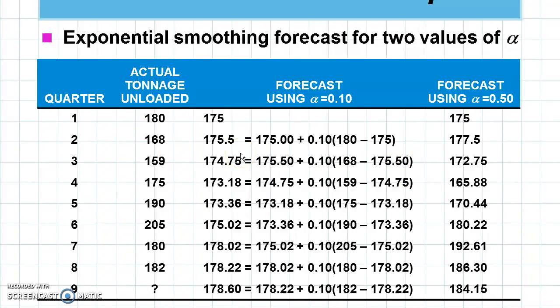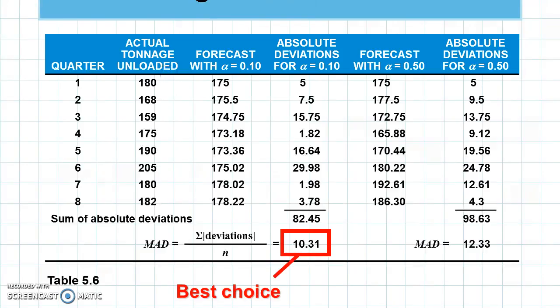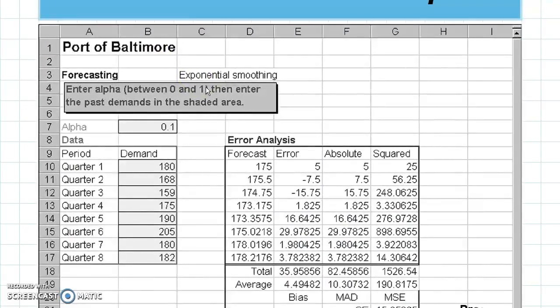The beauty is that this smooths out the overall data. We'll see this more when we start working with QM for Windows, QM for Excel, and some of our other tools, so we can make predictions. And here it creates the mean absolute deviation. Again, what it's going to do is take those differences between the actual data and the forecast. 180 minus 175 is equal to 5. We add all that error up, and then we divide by 8, the number of quarters, and that gives us our mean absolute deviation of 10.31.